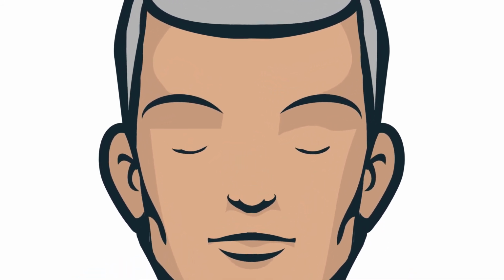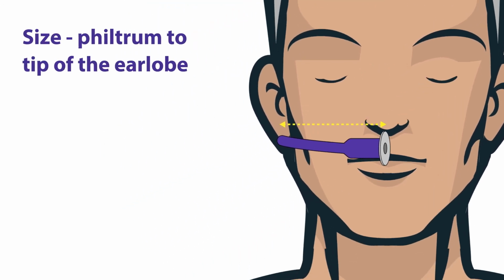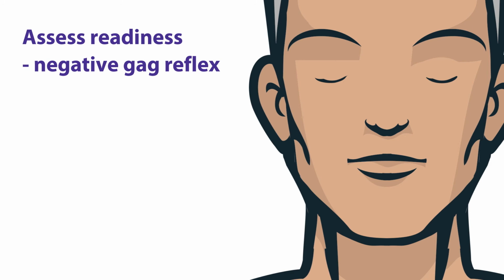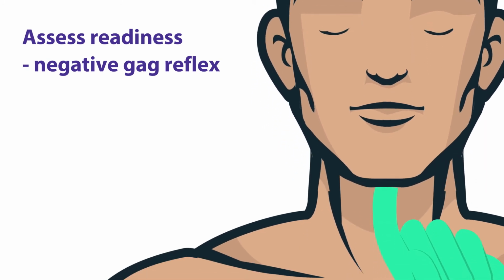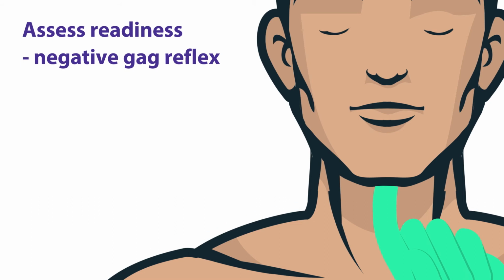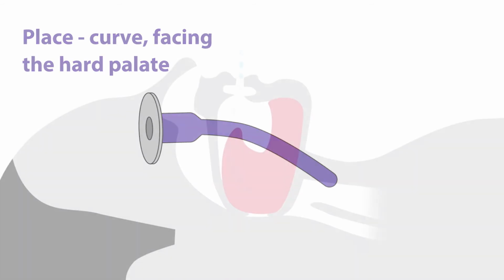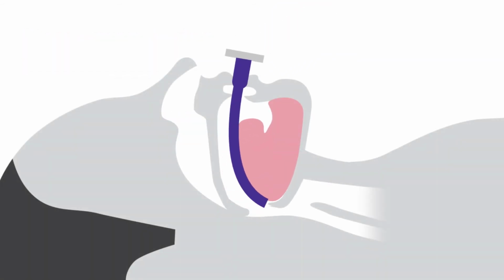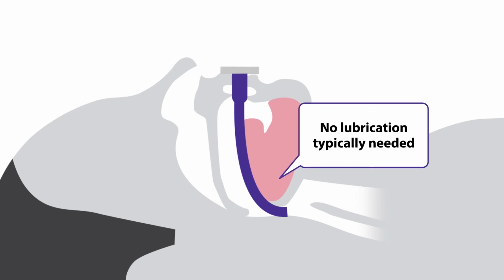First, size the MEA without the connector. Measure the distance from the philtrum to the tip of the earlobe. Second, assess readiness by looking for unresponsiveness to verbal stimuli and a slight chin lift indicating a negative gag reflex. Third, place the MEA curve facing the hard palate, align midline, and slide between the molars. If measured too long when sizing, withdraw until correctly placed. Keep some molars on bite block. No lubrication, rotation, or tongue depressor is needed.